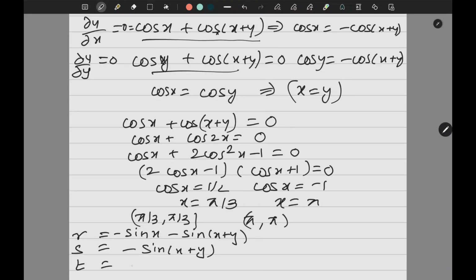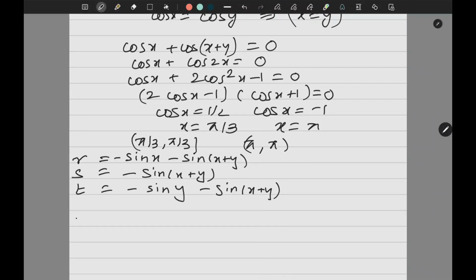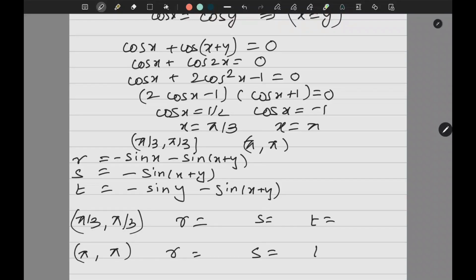And what is T? I need to differentiate this, right? So minus sin Y minus sin(X plus Y). So this is my R, S, T. Now at (pi by 3, pi by 3), you check what is your R. And at (pi, pi), you check what is your R, what is your S, what is your T, and what is your RT minus S square.